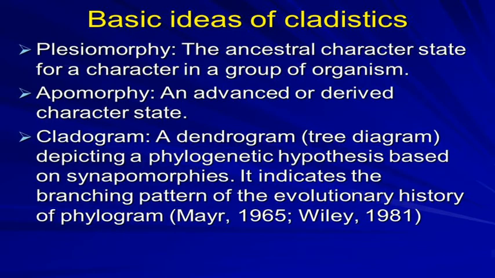That is plesiomorphy, the ancestral character state for a character in a group of organisms. That is apomorphy, an advanced or derived character state. Now, what is a cladogram? A dendrogram, a tree diagram, depicting a phylogenetic hypothesis based on synapomorphy. It indicates the branching pattern of the evolutionary history.